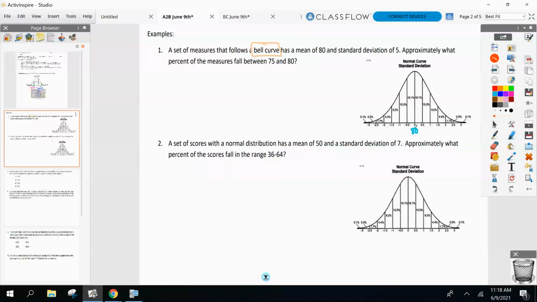If I want to find the score at 1 above, I'm going to add 5 to 80. So the score at 1 above is 85. How about the score at 1 below? Now I won't add 5, I'll subtract 5 from 80. 80 minus 5, the score at -1 is 75.